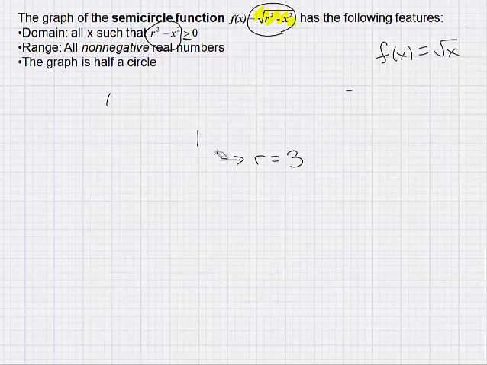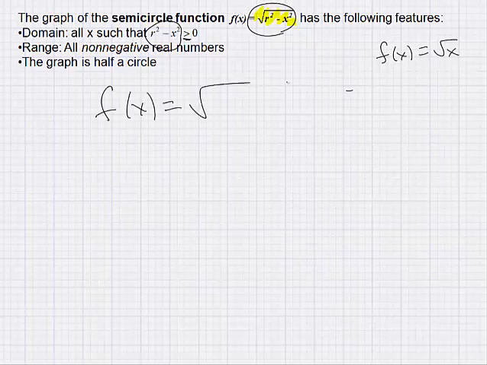If I said f of x equals the square root of 5 minus x squared, if you think about it, this is r squared. It's the same thing as every other one. I just didn't use a square here for this number. It's a 5. But if r squared equals 5, that tells me that r is the square root of 5.